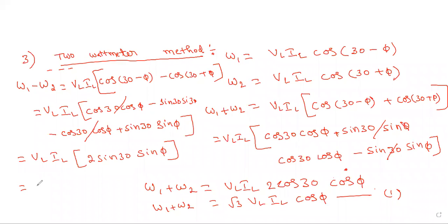So this will be equal to plus sin A sin B, 2 sin 30 sin theta. So VL IL, 2 sin 30 value 1 by 2, 1 by 2 sin 5. So this will be equal to VL IL sin 5. This is equation number 2.